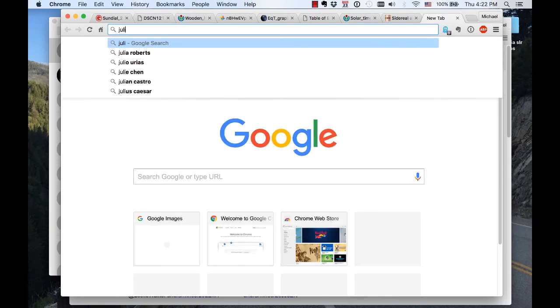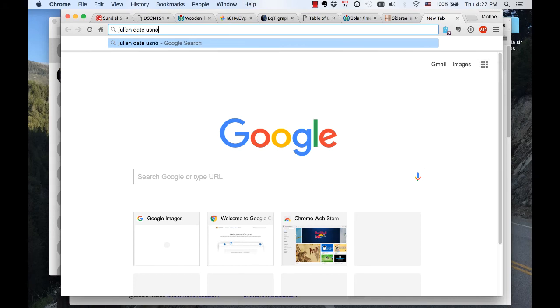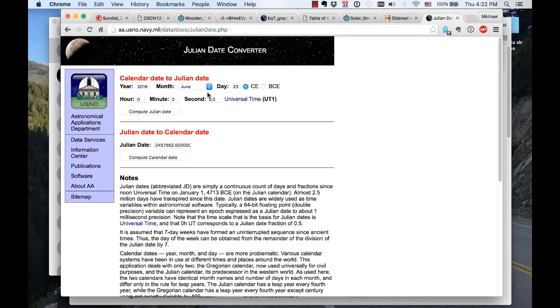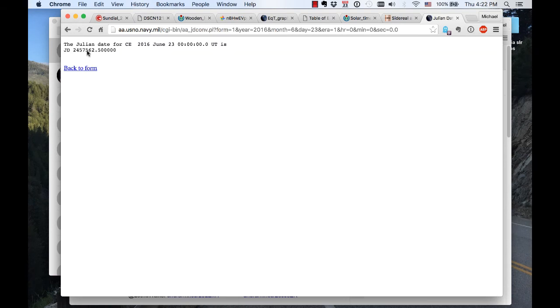The one that I usually use is actually at the USNO, the United States Naval Observatory. Just go to this website. They will calculate for any given calendar date in the Gregorian calendar, including hour, minute, and second in universal time, Greenwich Mean Time, basically. It will compute the Julian date for you.